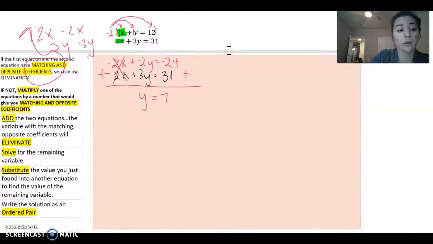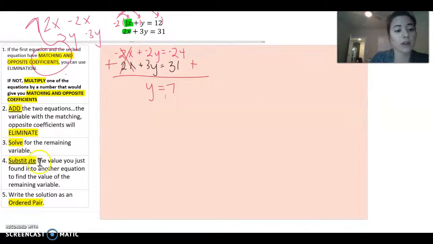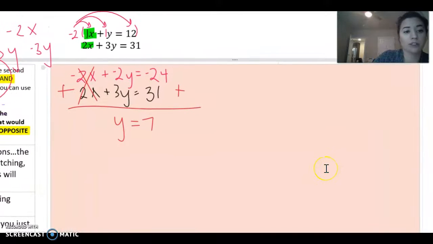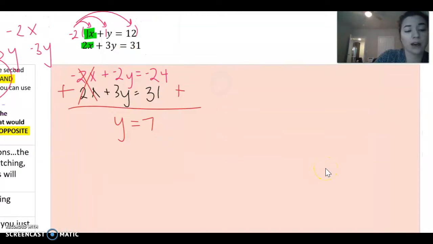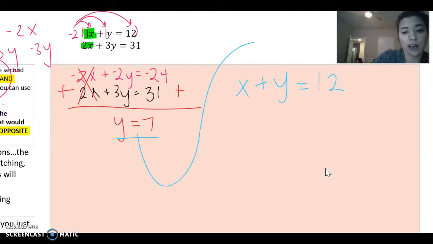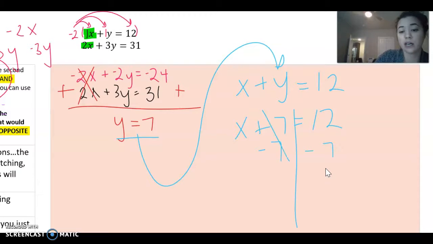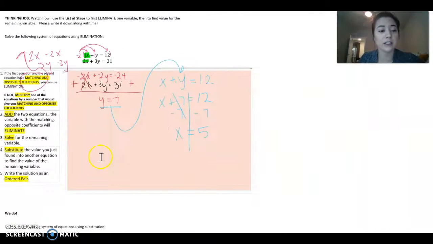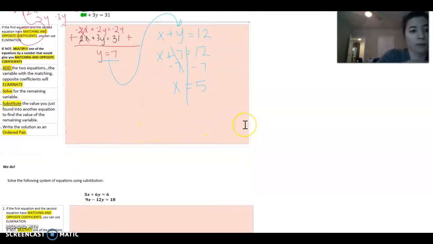Okay, so now that we have our y, we have our variable, we can substitute that back in to find the remaining. So that is something we've done a lot. So now that we have our y, I'm going to plug it back into that first equation so I can find x. And subtract 7 on both sides, and we get x equals 5. And then again, the last step here is write it as an ordered pair.